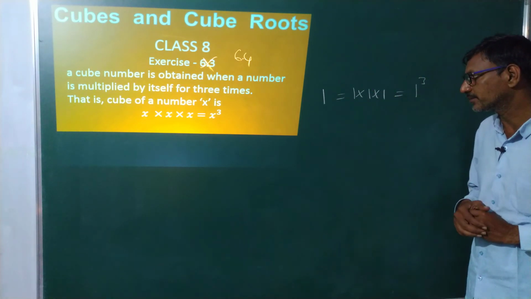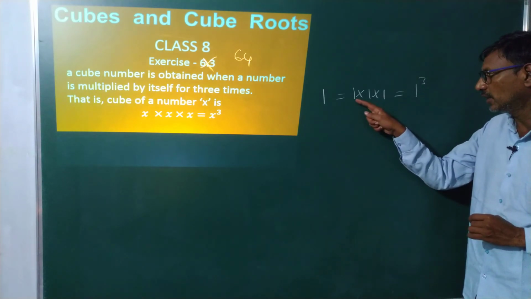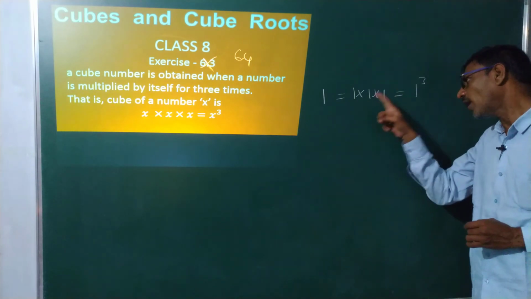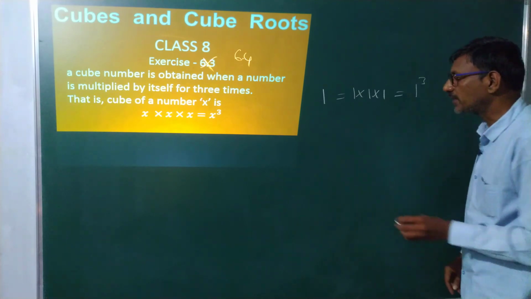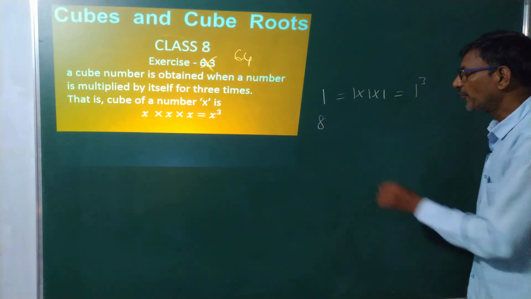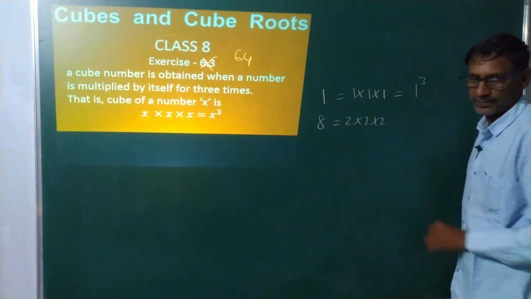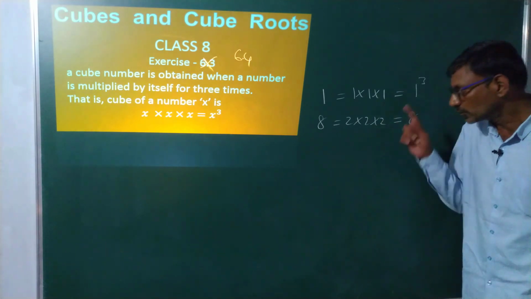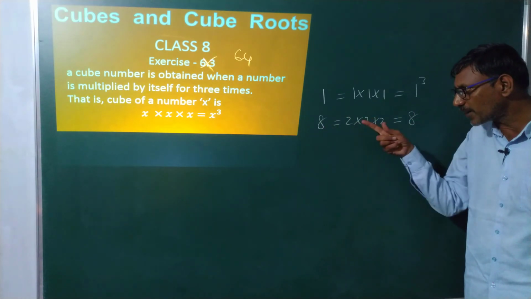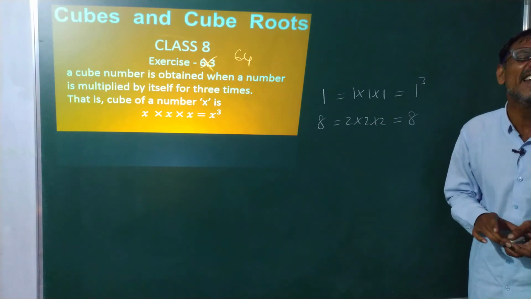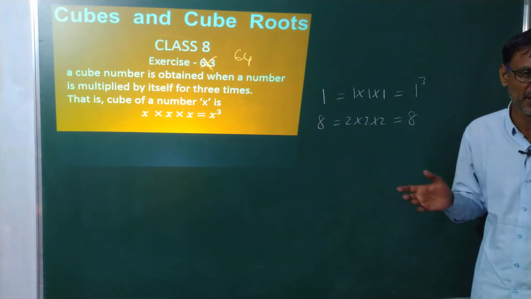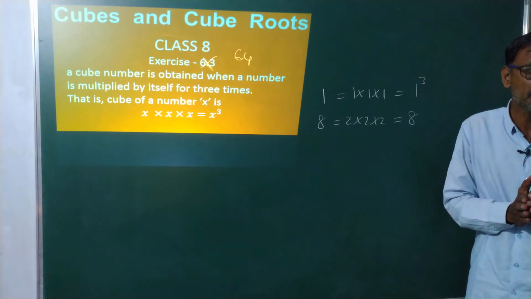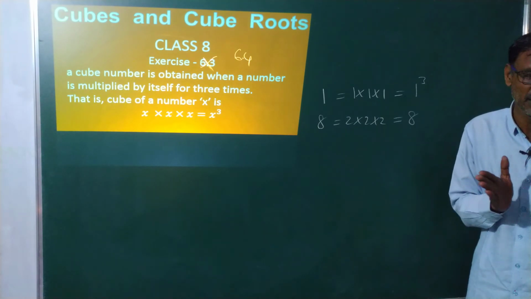By observing a cubic number, a number multiplied by itself 3 times, 1 into 1 into 1. Suppose I take 8, we can write 2 into 2 into 2. 2 twos are 4, 4 twos are 8. So 8 is a product of 3 equal factors. So a cubic number is nothing but a product of 3 equal factors. Am I clear or not?